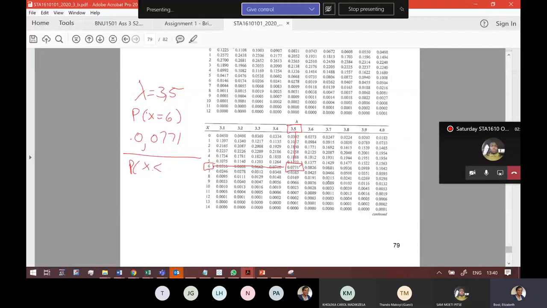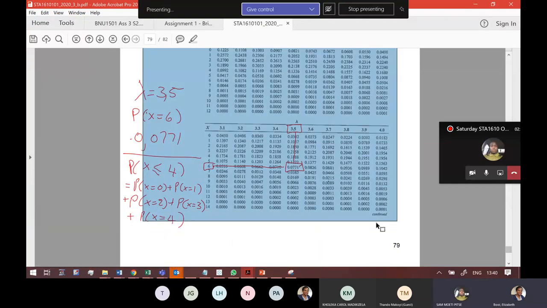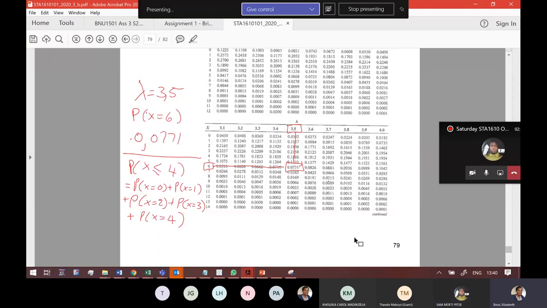So at most means less than or equal to 4. Therefore, they're asking us to calculate the probability that X equals 0, plus the probability X equals 1, plus the probability X equals 2, plus the probability X equals 3, plus the probability that X equals 4. So I need to go and add all of them. I must erase. Okay, so I must do all of them. If I go to the table, I must add all these values.